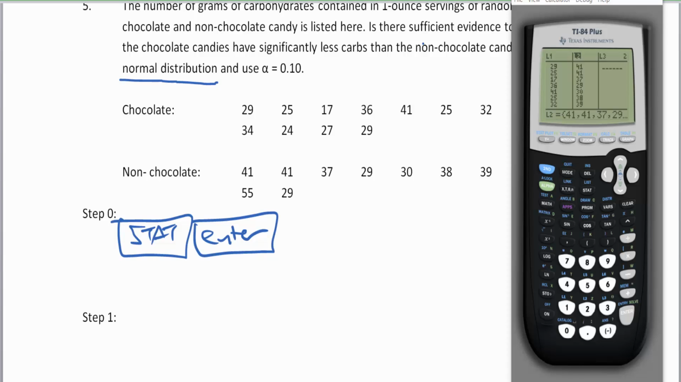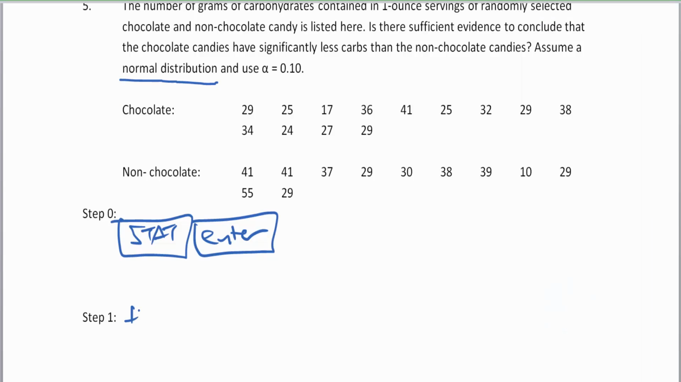Okay, so I now have everything loaded into my calculator. So what I'm going to do is check out step 1, which is my null hypothesis. My null hypothesis is that the first group, which I'm going to call chocolate, is going to have the same amount of carbohydrates as the non-chocolate. So this is going to be mu2.